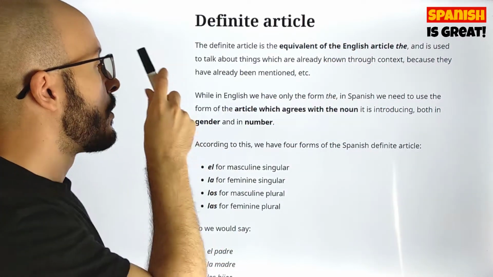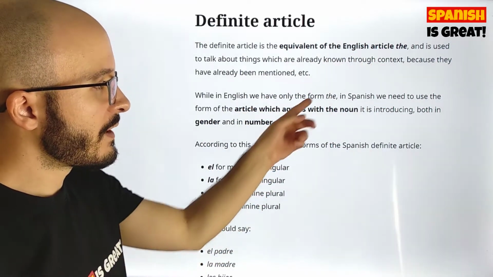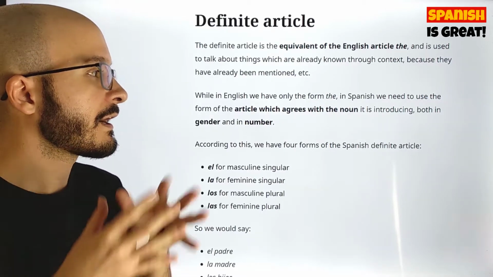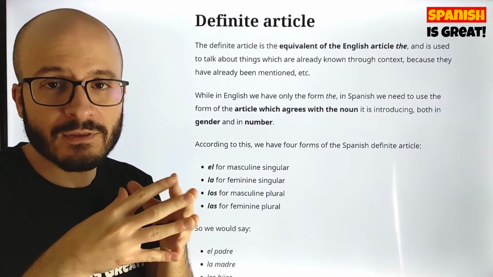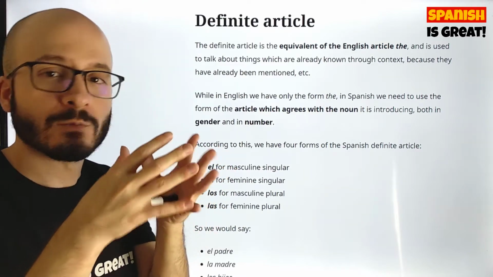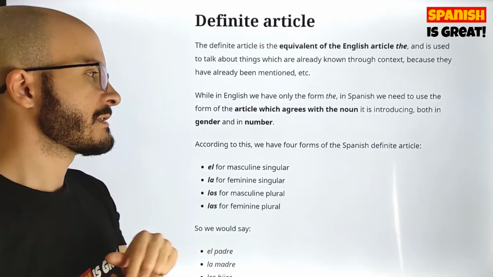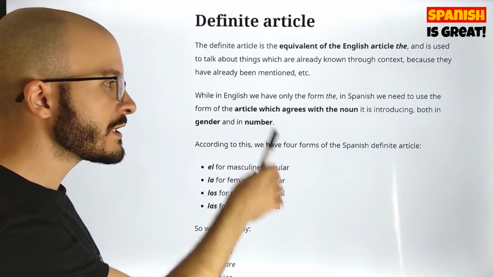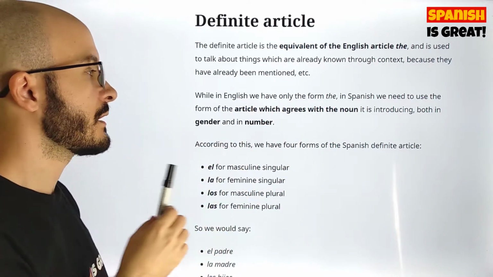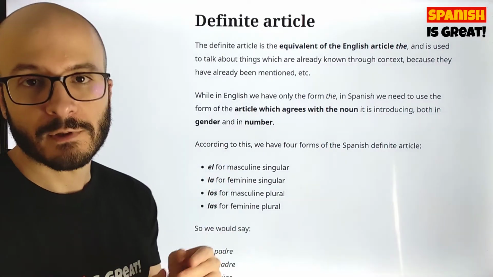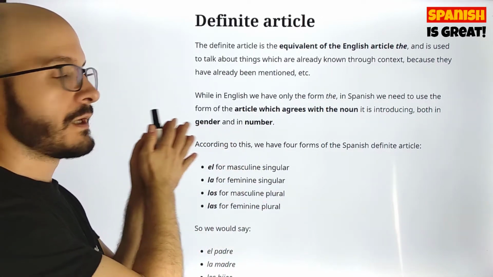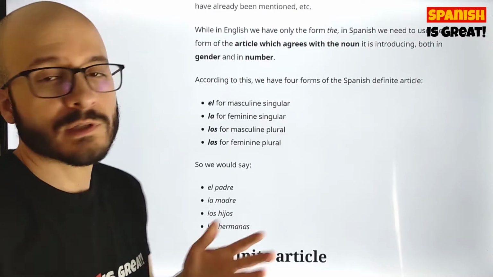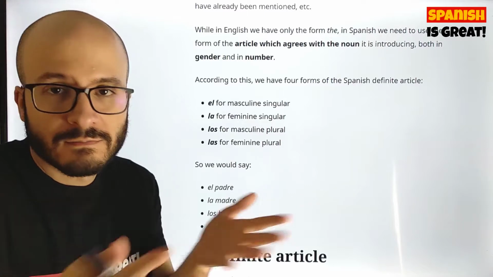While in English we have only the form the, in Spanish we need to use the form of the article which agrees. Remember this agreement, we were talking about this a few classes ago. So we have to use the form of the article which agrees with the noun it is introducing, both in gender and in number. So masculine, feminine, singular, plural. So I was saying, in English we only have the, and that's it.